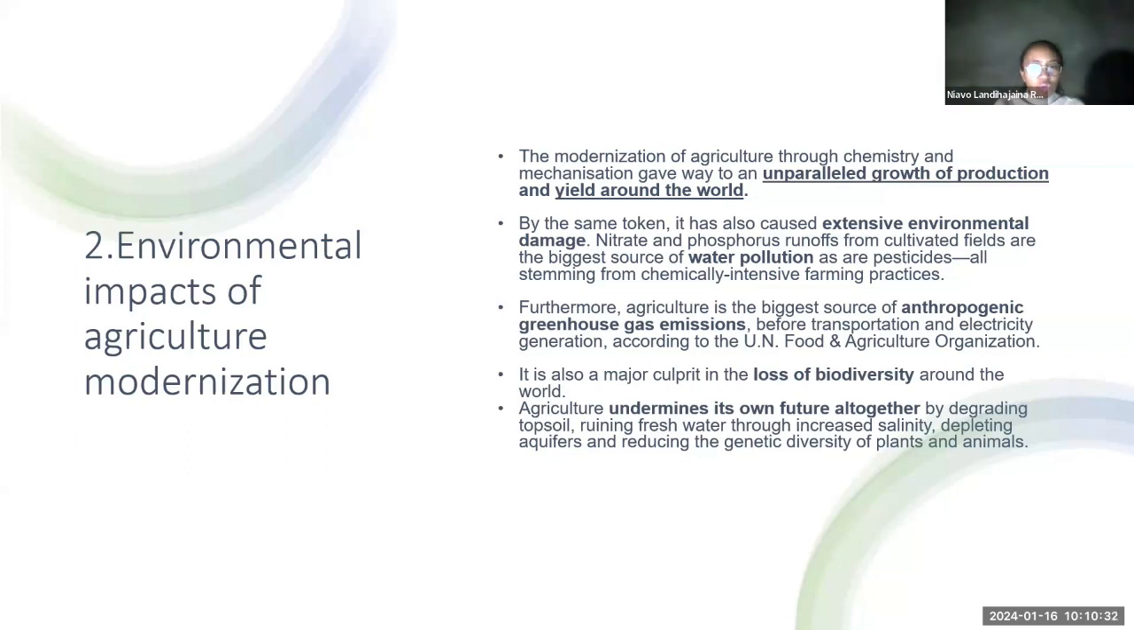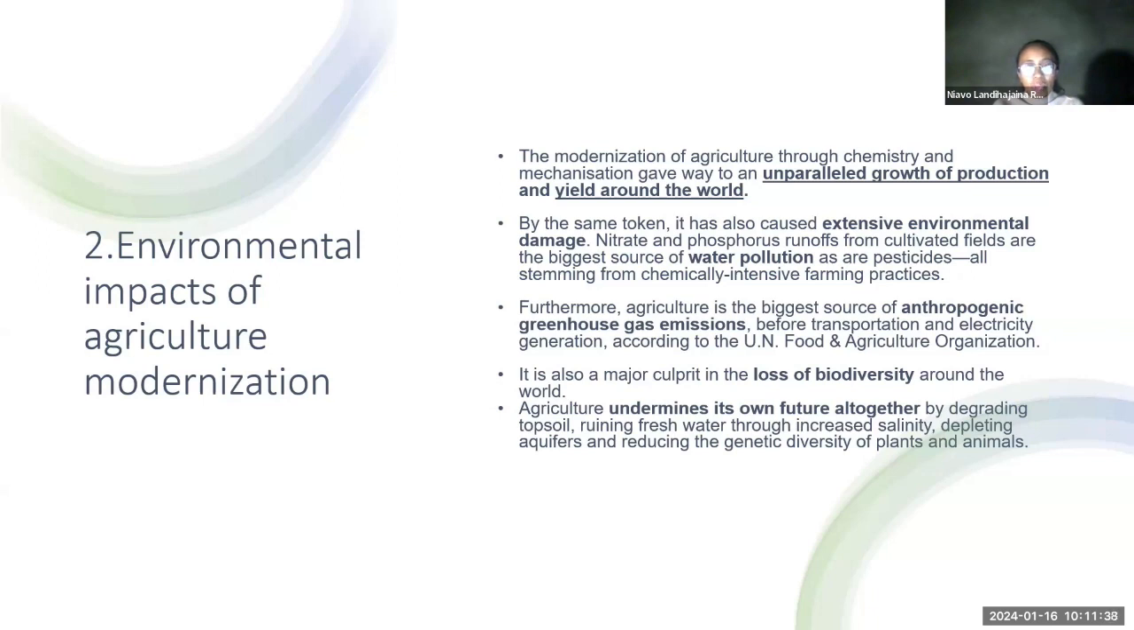But agricultural modernization has had a different environmental impact today. The modernization of agriculture through chemistry and mechanization gave way to an unparalleled growth of production and yield around the world. By the same token, it has also caused extensive environmental damage. Nitrate and phosphorus runoff from cultivated fields are the biggest source of water pollution, as are pesticides stemming from chemically intensive farming practices. Furthermore, agriculture is the biggest source of anthropogenic greenhouse gas emissions, before transportation and electricity generation. The main source of this information is the United Nations Food and Agriculture Organization.